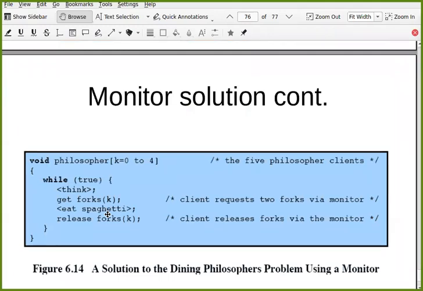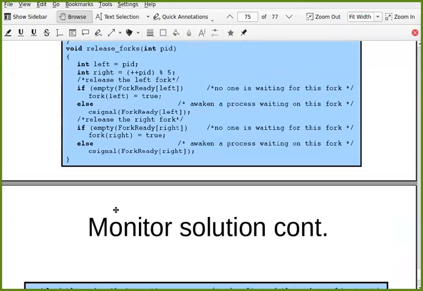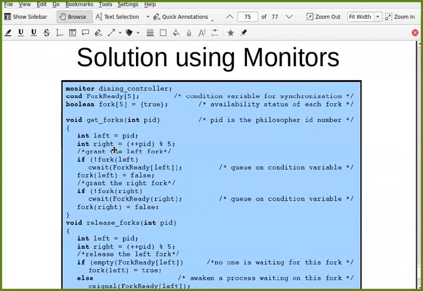So when one philosopher is getting the forks, it is a procedure from the monitor. Get forks is a procedure from the monitor. And I hope you remember, when anyone is executing one procedure from the monitor, no other process can enter into the same monitor. So automatically, when one philosopher is trying to get the forks, it will get both the forks at the same time. So no other can disturb it.